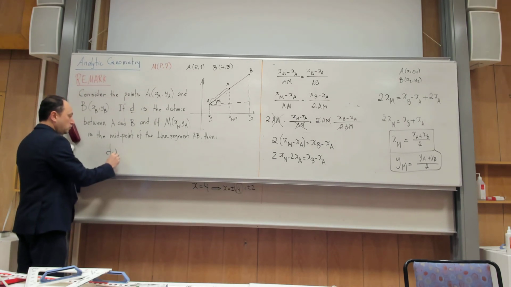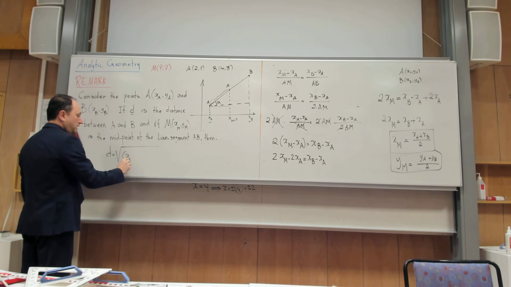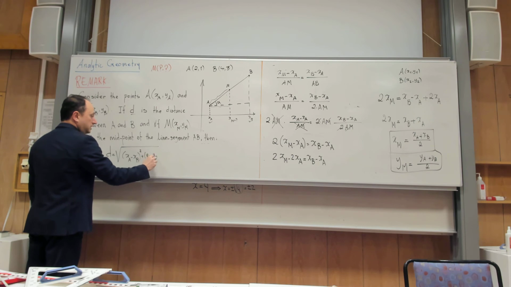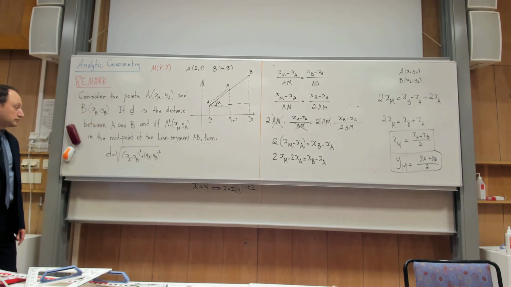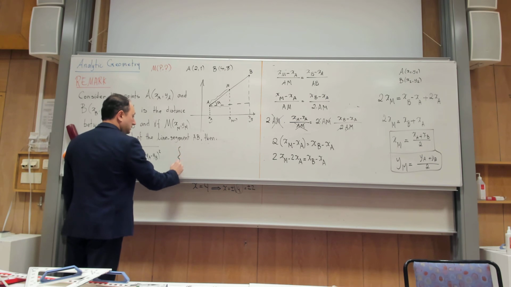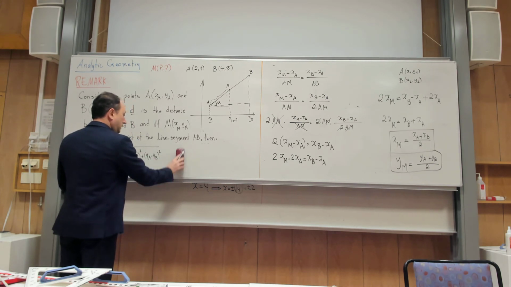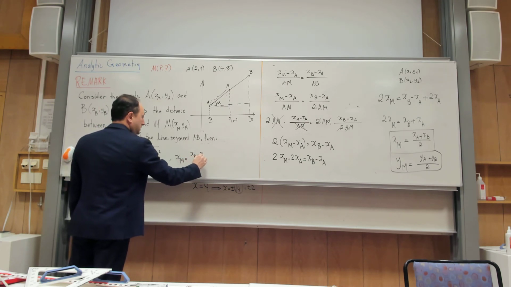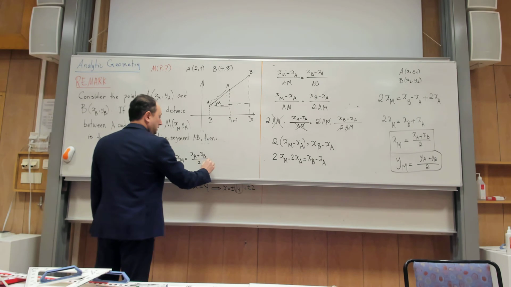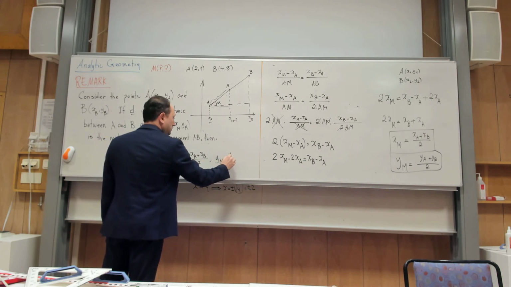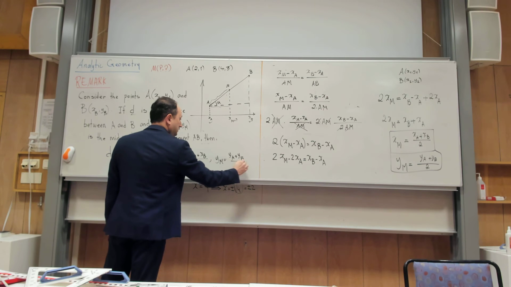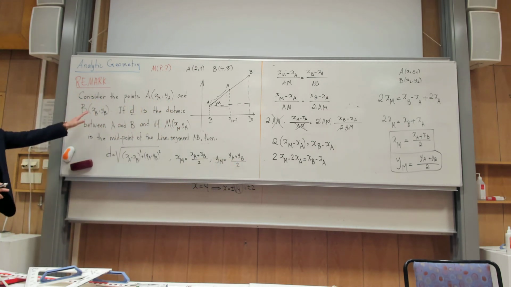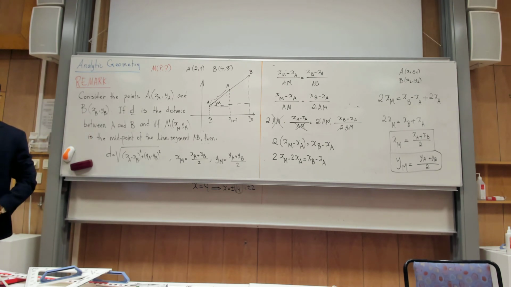D is equal to square root of x sub a minus x sub b squared plus y sub a minus y sub b squared. And then we also learn that xm is equal to xa plus xb divided by 2, and ym is equal to ya plus yb divided by 2. So this is the content of lesson today, but we can solve good problems using this.